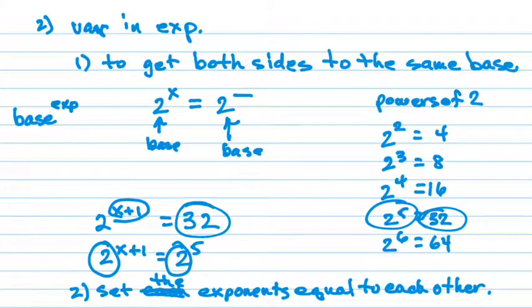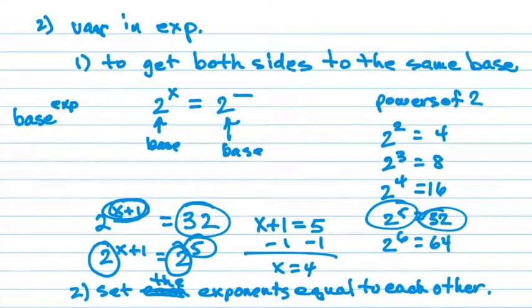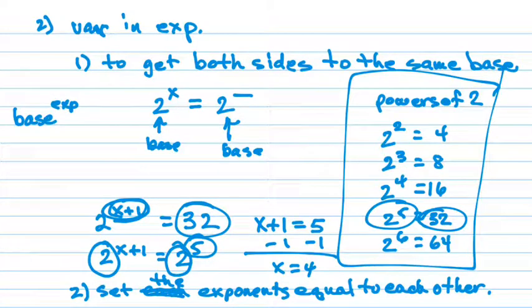So what's the exponent on the first one? What's the exponent on the second one? 5. So then just subtract 1 from both sides. You get x equals what? 4. There's your answer. Right? The hard work is this part. Changing the base. It's always the hardest part.